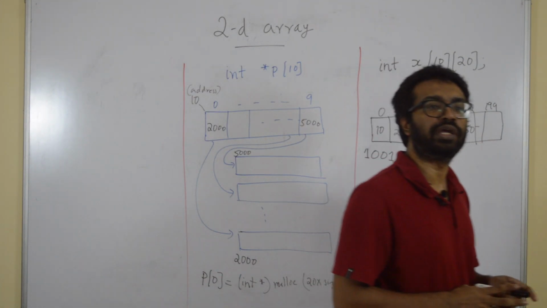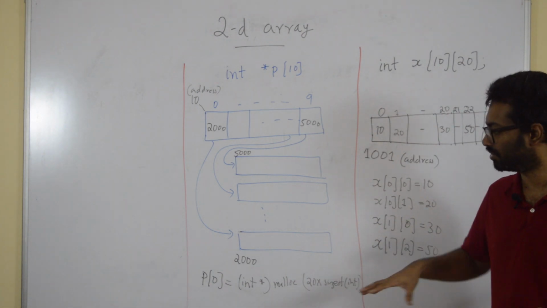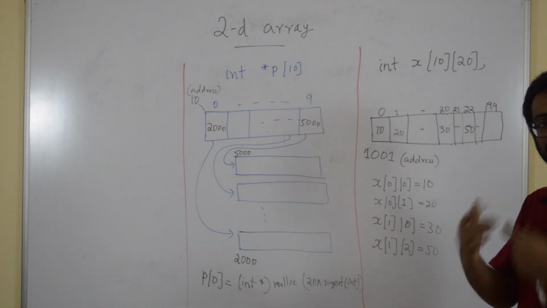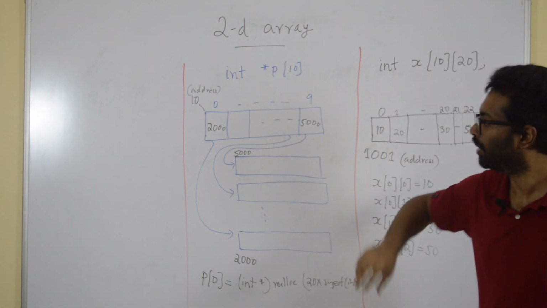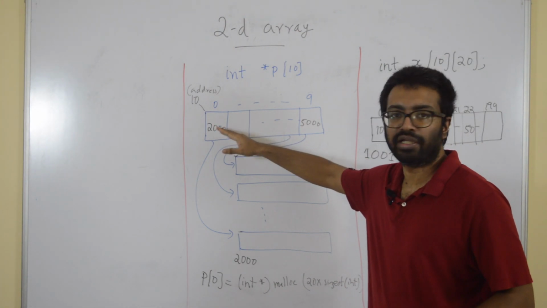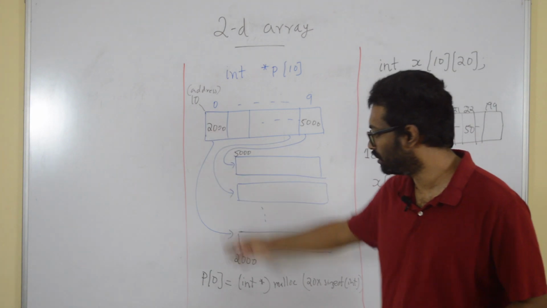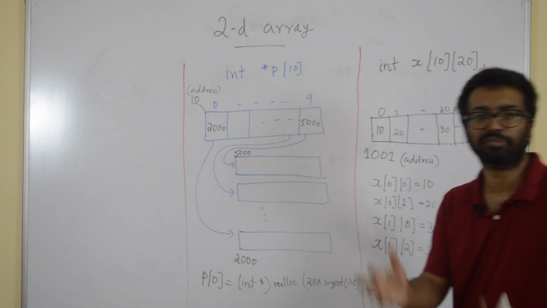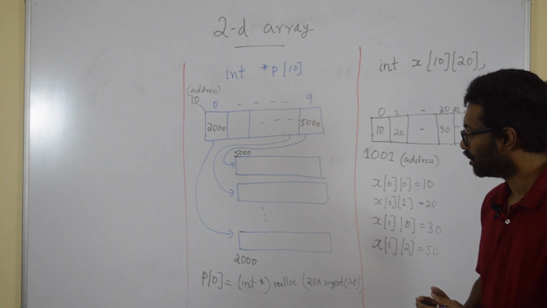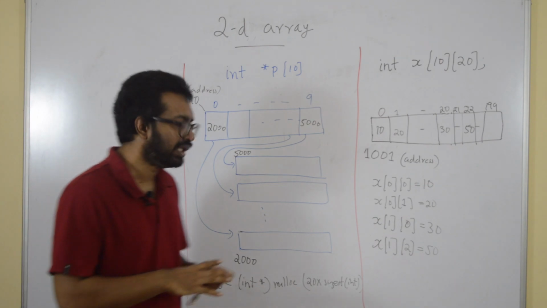We should have allocated an integer array of size 20, and given that address location should be put into each of these array entries. So P of 0 now contains the address given by this malloc function. Okay. So similarly we have to do it for P of 1, P of 2, etc.